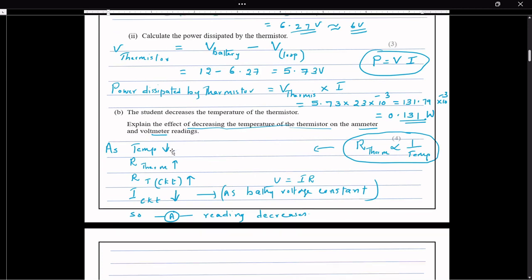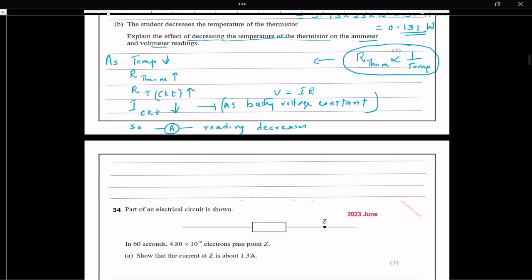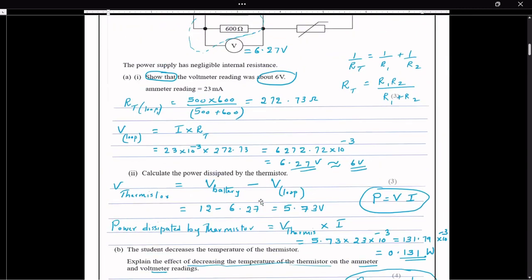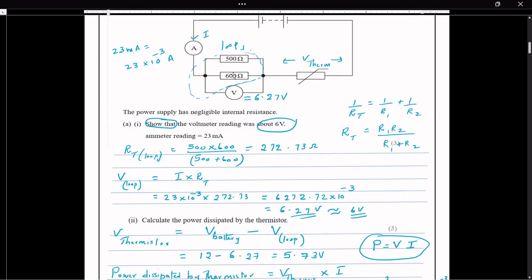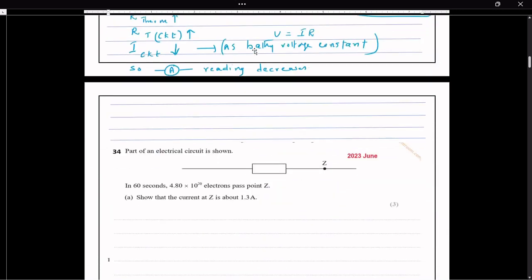Now, let's see what's happening to the voltmeter reading. The ammeter reading decreases, which means the current is decreasing. Therefore, the voltmeter is connected to measure the voltage of the loop. So the voltage of the loop is the total resistance of the loop times the circuit current. So we can write the voltage of the loop, which is the circuit current times the total resistance of the loop.